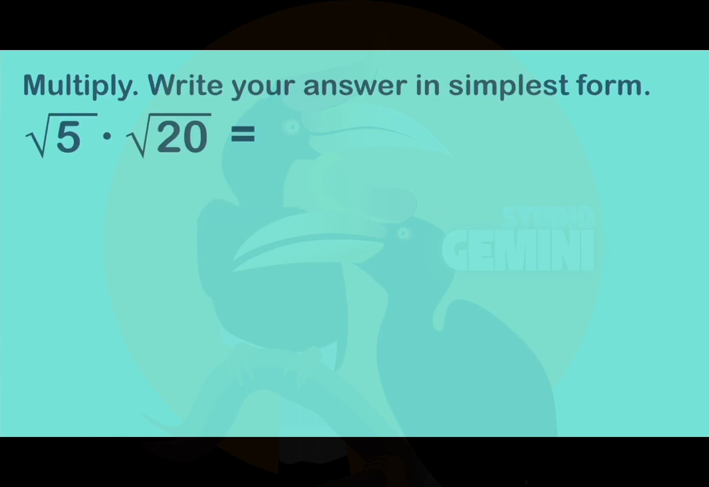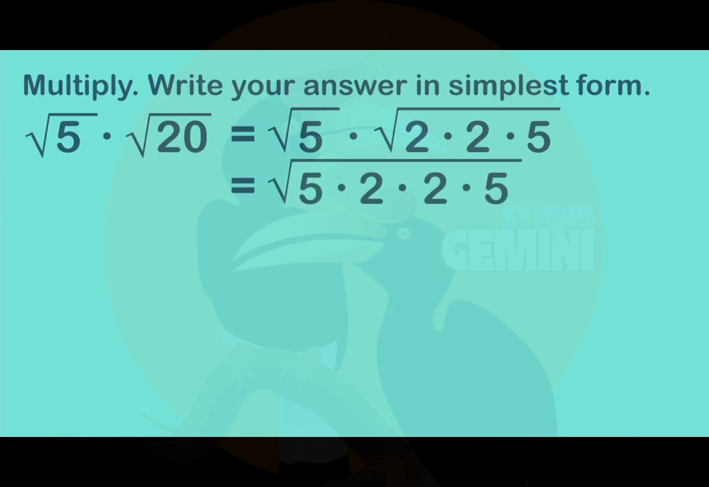For our first problem, we'll multiply the square root of 5 times the square root of 20. Let's first rewrite our numbers as their prime factorizations. 5 is already prime, and the prime factorization of 20 is 2 times 2 times 5. Now apply the multiplication property of square roots to multiply everything under one square root. Let's group perfect square factors. We'll write 5 times 5 as 5 squared, and 2 times 2 as 2 squared.